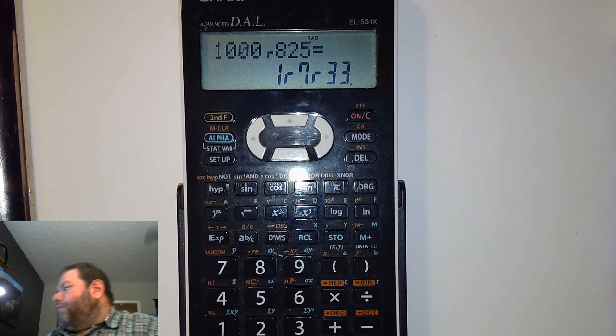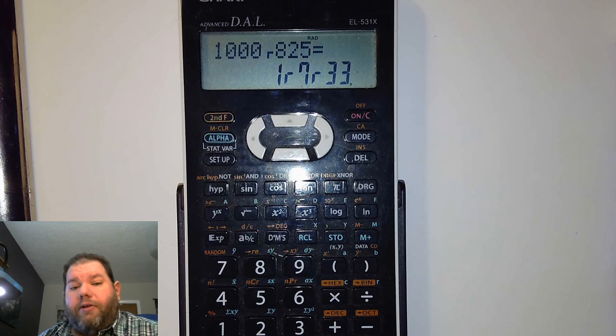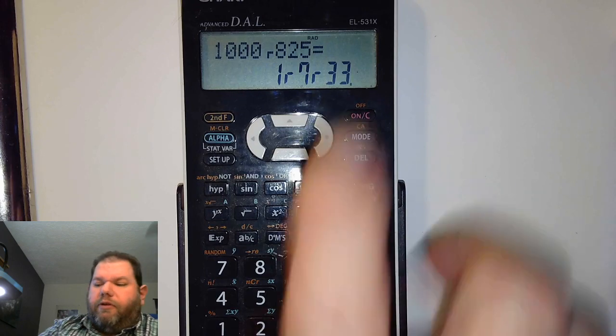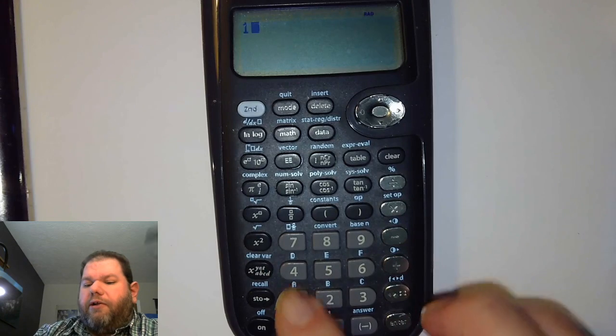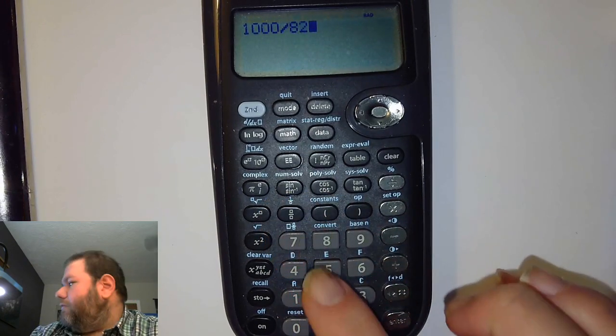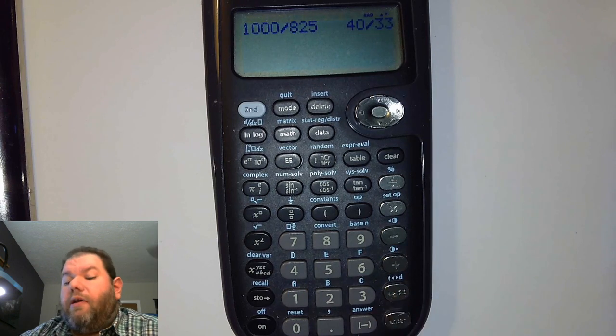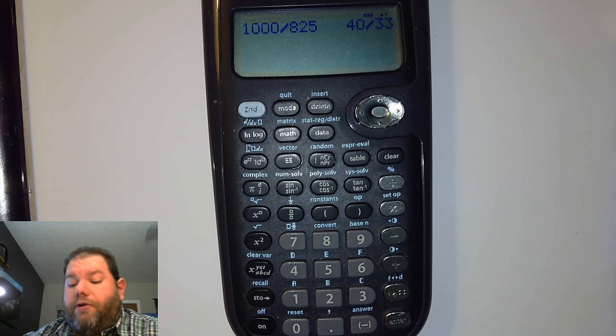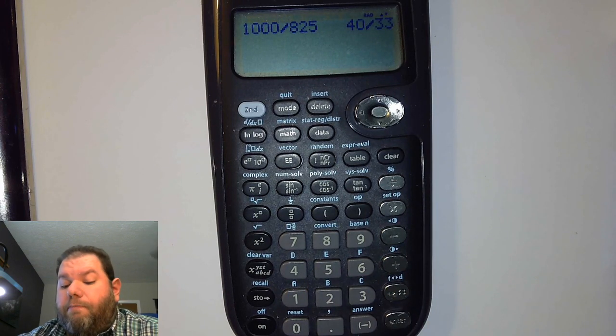Okay, so the first 4 problems on that worksheet are just working with the fractions. Now, if you have a calculator like this other one where I entered a fraction, for instance, and got 40 over 33, and we wanted to make that a mixed number instead.